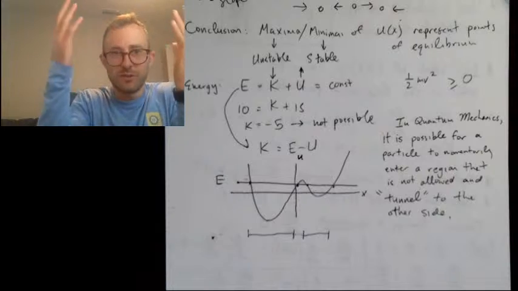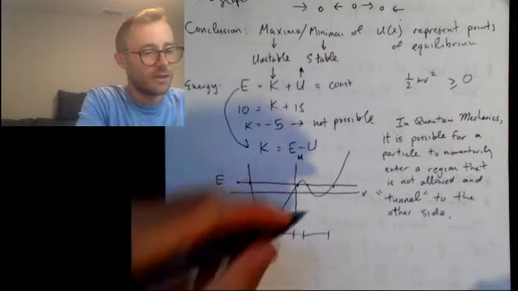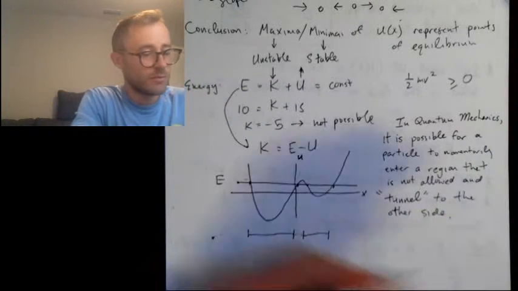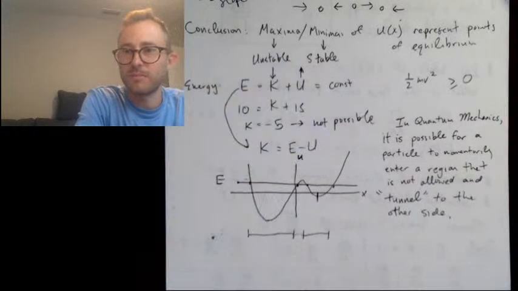So the universe is in a certain configuration, and the universe is in an equilibrium configuration. So maybe the universe is right here.